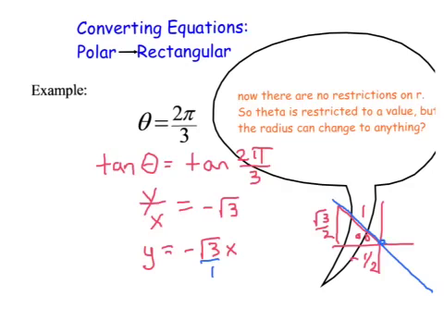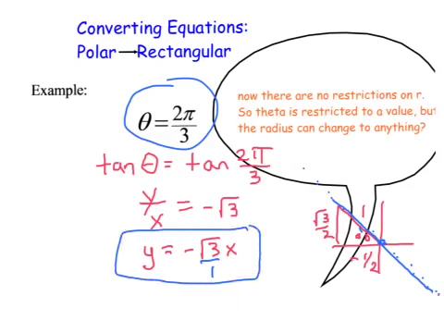So if you think about our earlier restriction, we have a theta of 2 pi over 3, and the radius could be positive, so anywhere along this side. The radius could be negative, which would be anywhere along this side. Okay, so that would make sense that that would be our equation of our line. Kind of interesting interpretation, but definitely a good result.